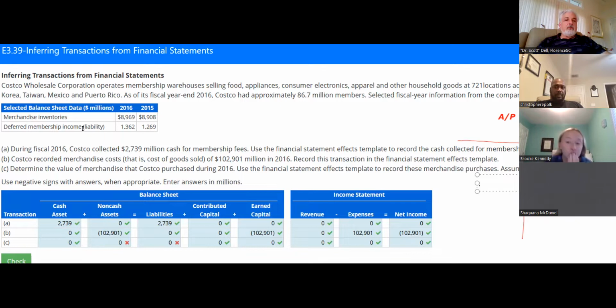Okay, so we have deferred membership income liability. We have merchandise inventory. Well, let's look at inventory because we're given inventory. If we had payables data, but we don't seem to have payables data, do we? Let's go to inventory data. On our inventory account, your opening is 8,908, the beginning inventory. We have ending inventory, and we have purchases and sales.